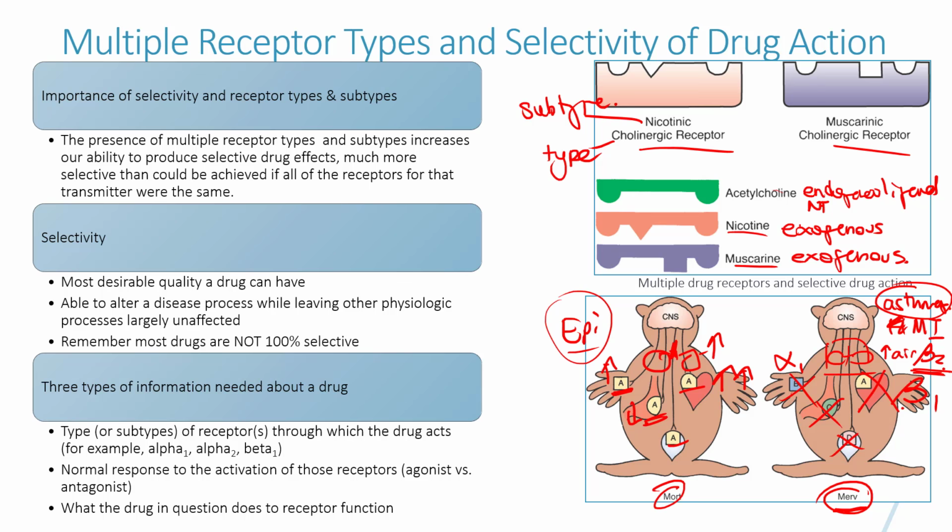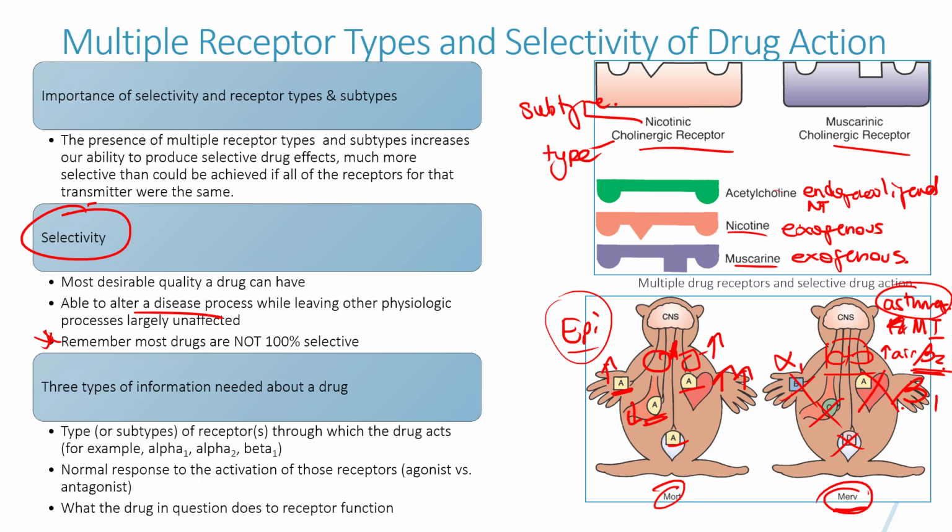So again, that selectivity is actually the most desirable quality a drug can have, because it can alter a disease process, in the example asthma, without actually affecting the heart, digestive system, blood vessels, and so on, right? What often happens is this.